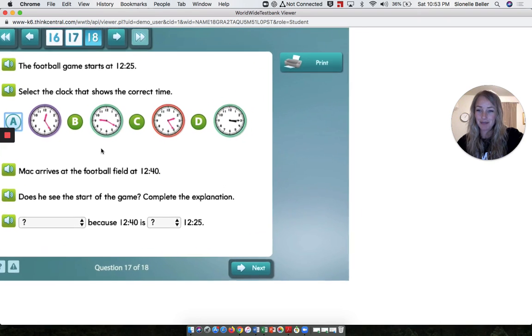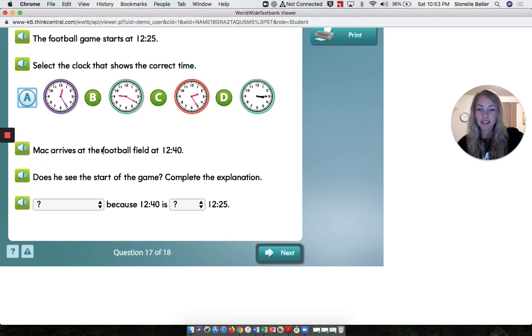Now we go to the second part. It says Mac arrives at the football field at 12:40. Does he see the start of the game? Complete the explanation. Okay, so I have to do.